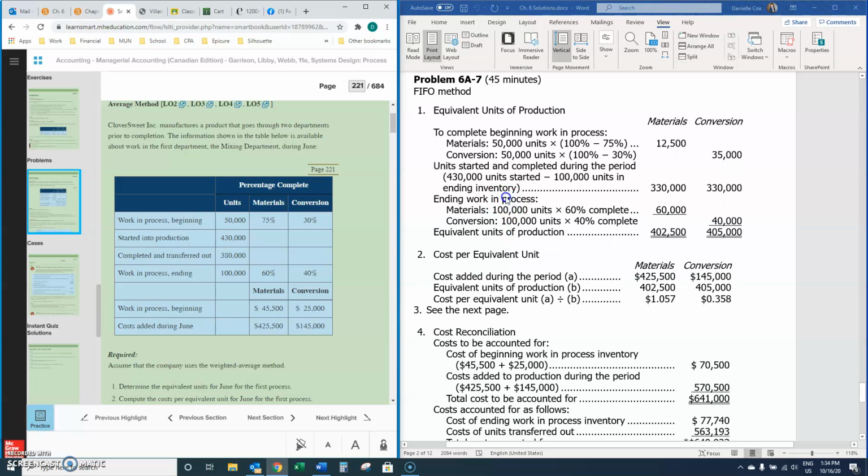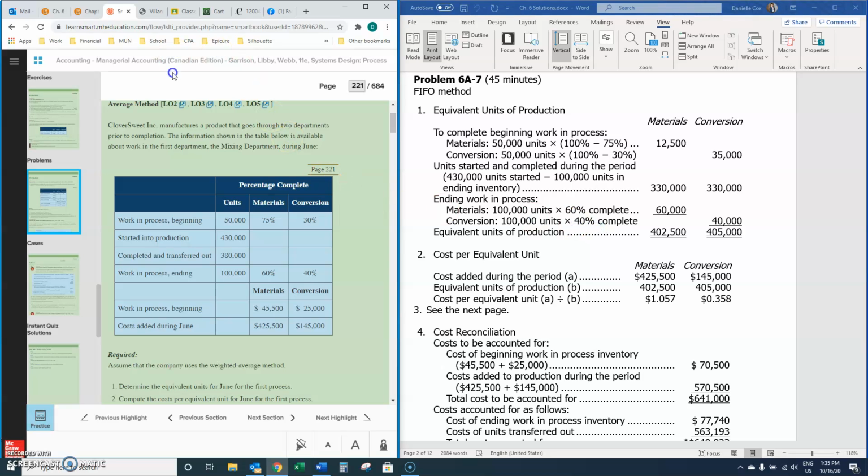Then the other part is the units started and completed during the period. Started was 430,000, but at the end of the period there were still 100,000 left in work in process. So 430 minus 100, and they're 100% complete, so 330. Then your ending work in process, there were 100,000 units, 60% complete for materials and 40% for conversion.